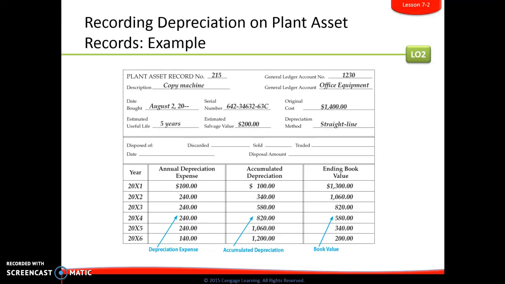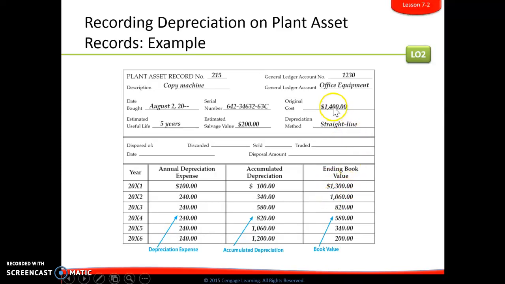So this is recording depreciation on a plant asset record. So this is an example we looked at before filling out this top part. Remember, the third section was for filling out the depreciation. So here we have the annual depreciation. We see in year 1, it looks like we bought it in August. So we don't want to depreciate it for the full year because we didn't own it for the full year. So here we're just depreciating it for $100 because that's how long we've owned it. So the accumulated is simply 100, and then the ending book value. There's 2 ways to figure out the ending book value for this one.